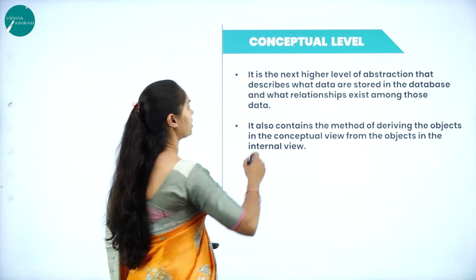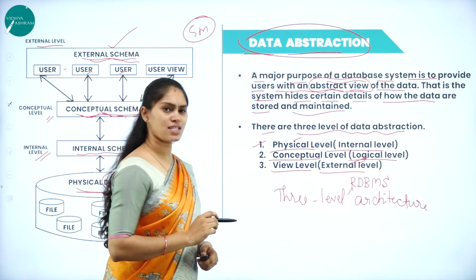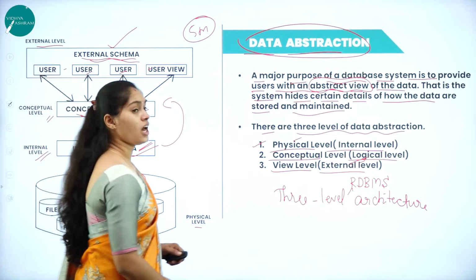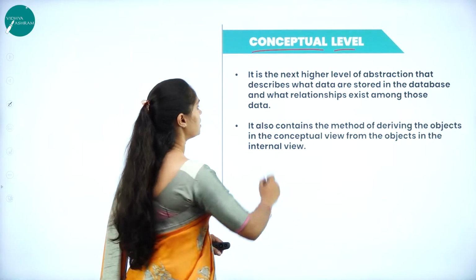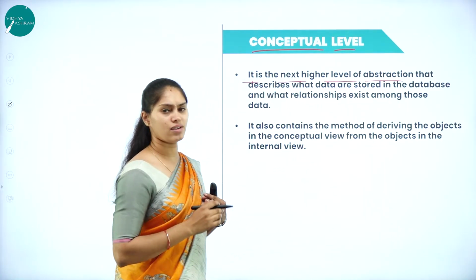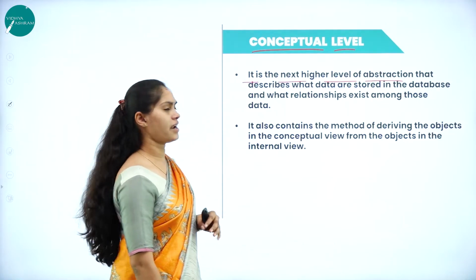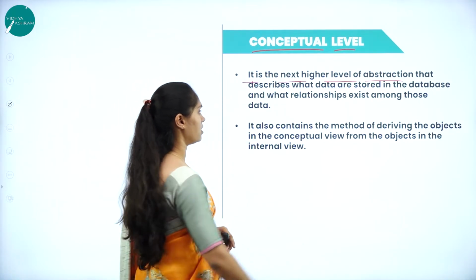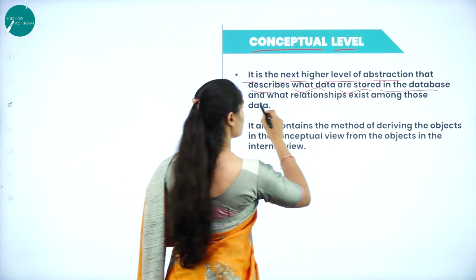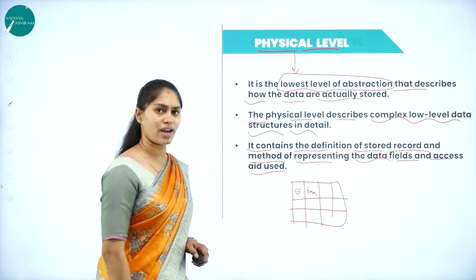What will happen in the conceptual level? When it reaches the second level, that is the logical level, how will the data take place? It is the next higher level of abstraction. It is the intermediary level between the physical as well as the external. So it will be considered the conceptual level. It describes what data are stored in the database and what relationships exist among those data. So why am I saying this?